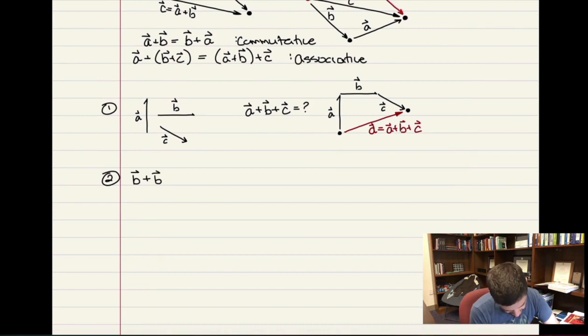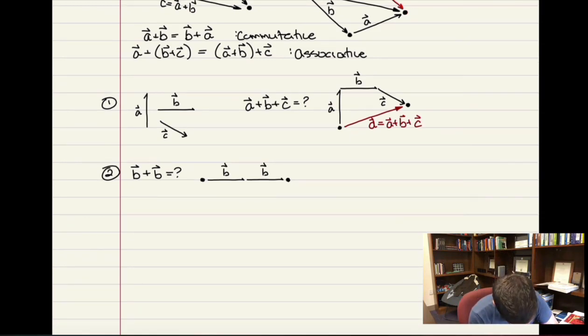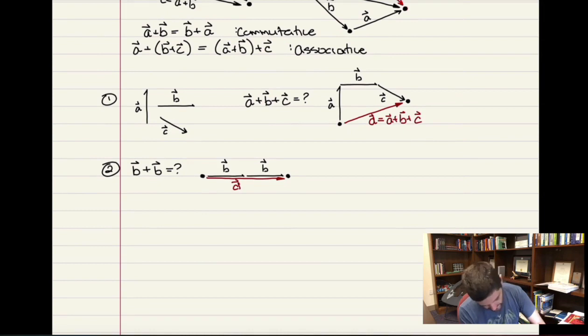What about B plus B? What can we say about that? So I'll make a copy of B. Suppose we start at some point and go out in direction B. Then, just by the simple rules of vector addition, I go out another length equal to B and in the same direction as B. So I get ultimately over to this point. The sum of the two is some vector that points all the way from the start to the end point. I might call that D again, where D equals B plus B.